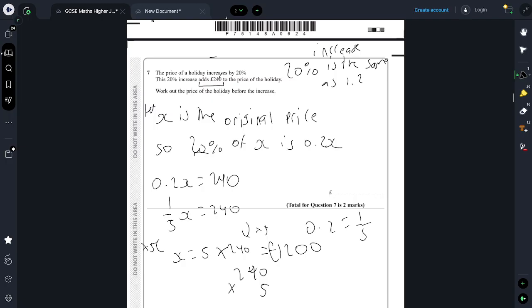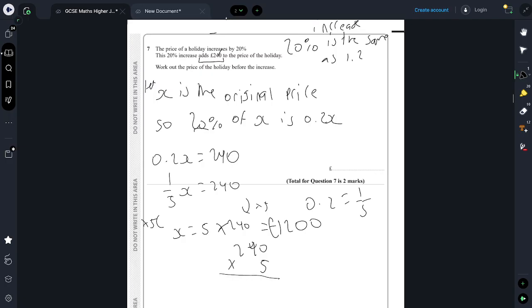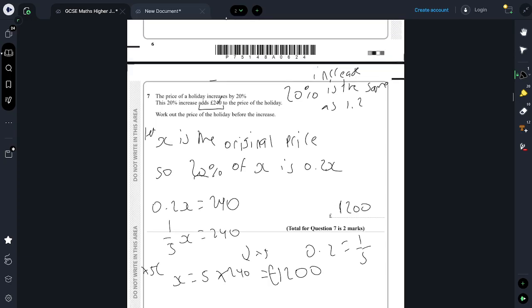It could throw some people off. But obviously, you times it there, do the process. You should know how to do long multiplication, so you can work that out, and that's your original price, 12,000, right? And that's how I approach that with these sort of problems.